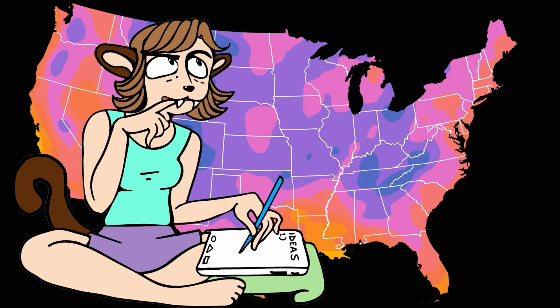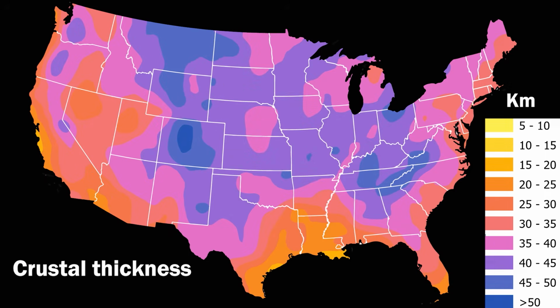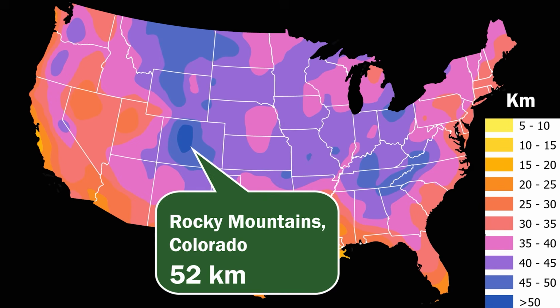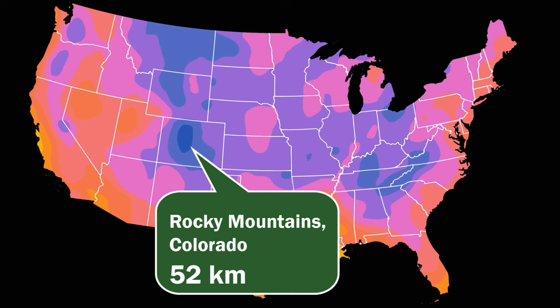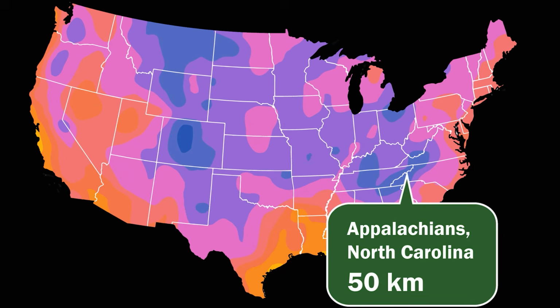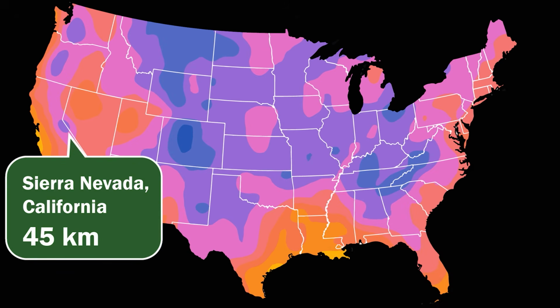Now that we've seen the maps, what do they mean? Let's look at the crustal thickness map first. Where is the thickest and thinnest crust in the continental U.S.? U.S. continental crust is thickest beneath 3 mountain ranges. 52 kilometers thick beneath the Rocky Mountains of Colorado, 50 kilometers thick beneath the Appalachian Mountains of North Carolina, and 45 kilometers thick beneath the Sierra Nevada of California.